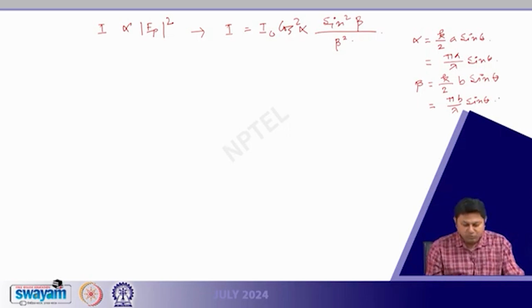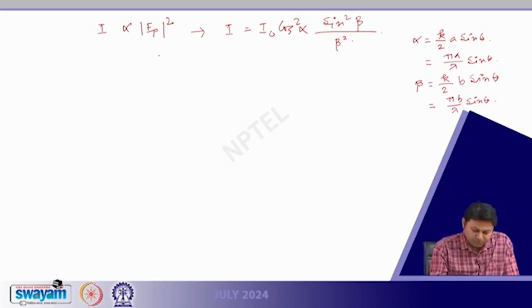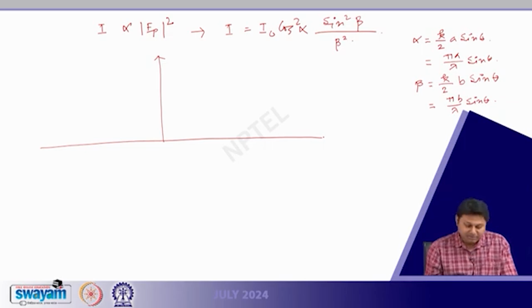So, now it is time to draw how this distribution should look like. So, intensity I is proportional to cos square alpha, and also it is proportional to sin square beta divided by beta square. So, I would like to show the distribution here. The sin square beta divided by beta square distribution is known, because we did that for our single slit experiment, and cos square alpha is simple. So, let me first draw the cos square distribution.